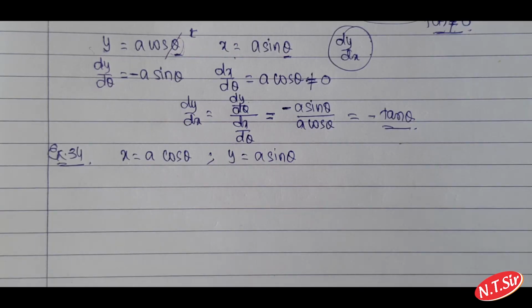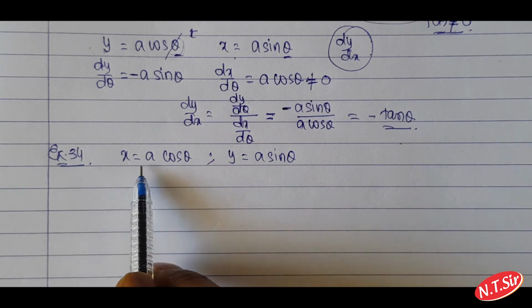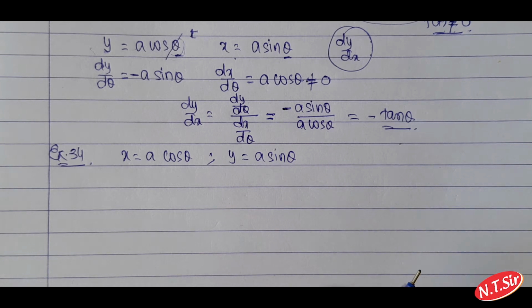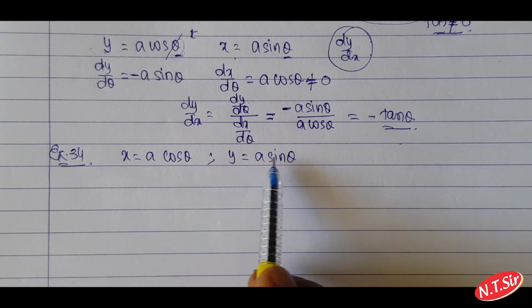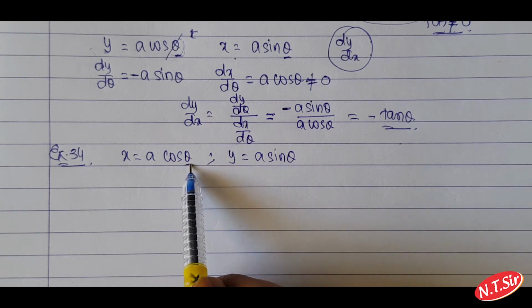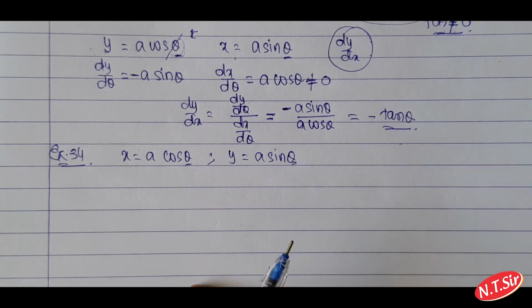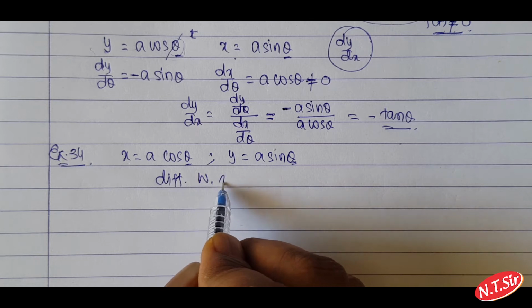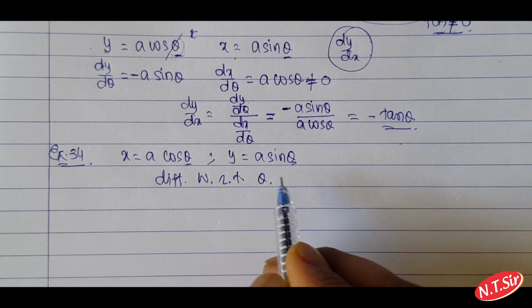So first question, example number 34, x is equal to a cos theta, y is equal to a sin theta, then find the dy by dx, right? So here x and y both are function of another variable theta, that means we have to differentiate with respect to theta. So differentiating with respect to theta, right?